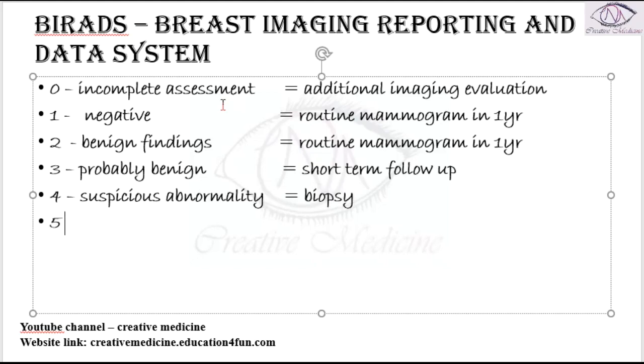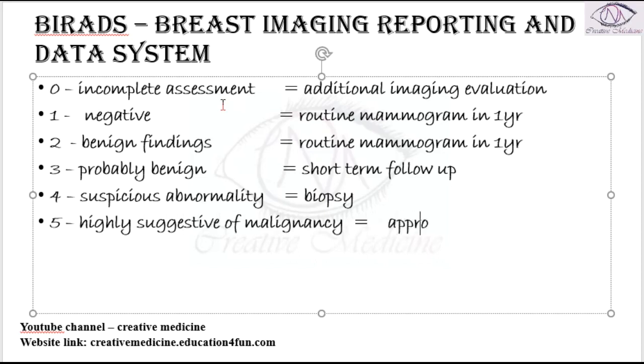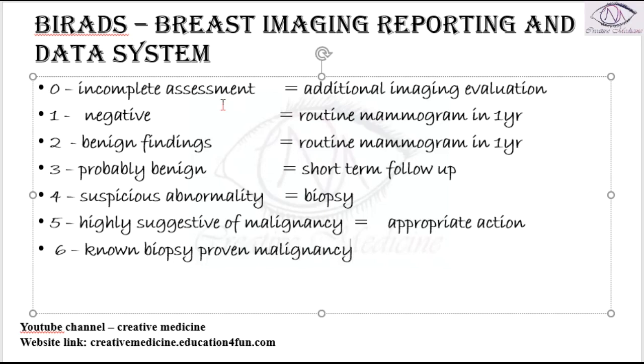Grade 5. Grade 5 is highly suggestive of malignancy. If it is highly suggestive of malignancy, appropriate action should definitely be taken. Then grade 6. Grade 6 is a known or proven malignancy. If the malignancy has been proven through a biopsy itself, then what should you do? Treatment should be done.